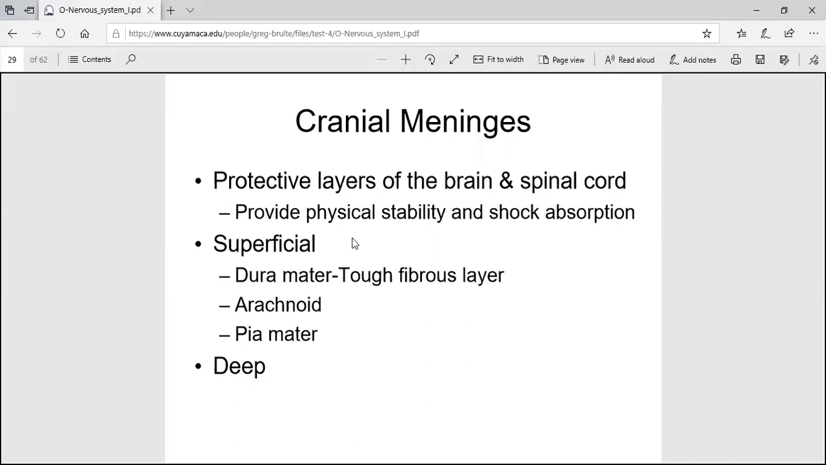So, protective layers of the brain and spinal cord. So you got dura mater, arachnoid, and pia mater. So these are just coverings, connective tissue coverings of the brain, but they're also around the spinal cord. So the most superficial one would be dura mater. So dura mater in Latin, it means tough, dura, and mater means mother. So it actually means tough mother.